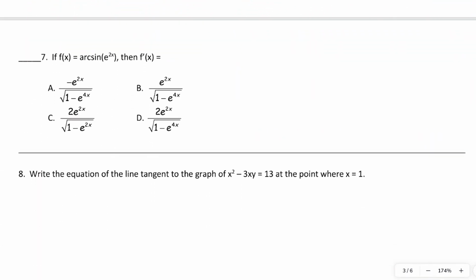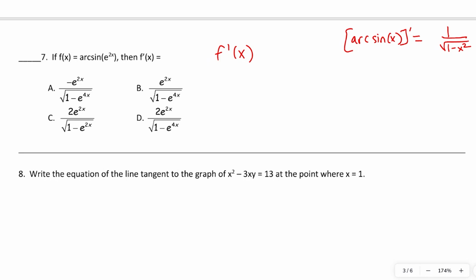Number 7. Looks like we're just finding another derivative here. So f prime is, you got to know your arc sine. So maybe I'll just write it over here. If you got arc sine of x, you want to differentiate that. A little reminder here, arc sine of x, the derivative is 1 over the square root of 1 minus x squared.